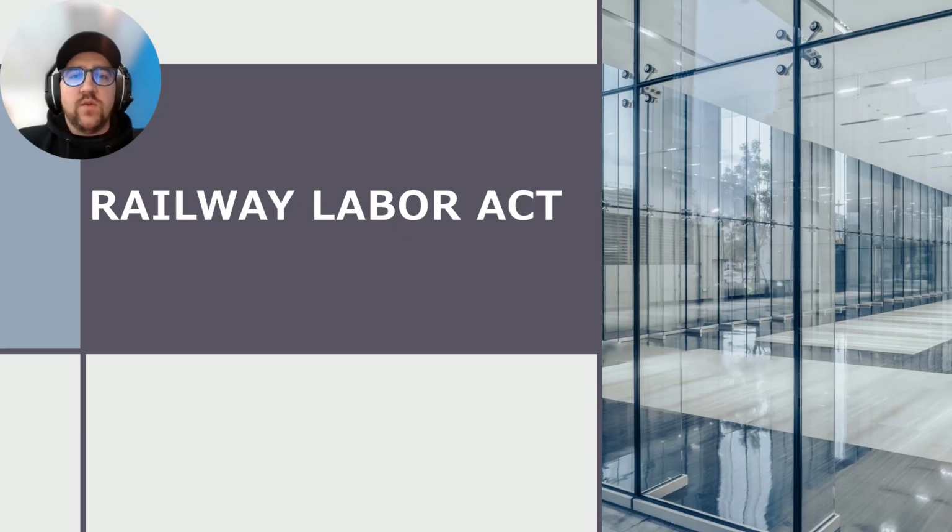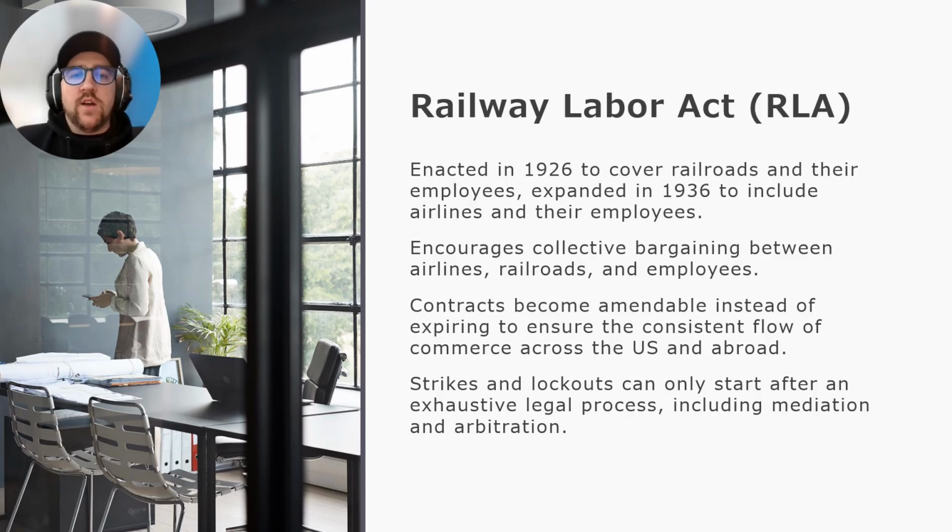All right, let's discuss the Railway Labor Act, or RLA for short. The RLA was enacted in 1926 and later expanded in 1936 for airline employees. The basis of this act is to encourage collective bargaining between the major commerce drivers in the USA, railroads, and airlines. Partly because airlines and railroads move both people and goods, they are deemed vital to the economy of the United States. Contracts governed by the RLA don't expire, instead they become amendable. This is to ensure the consistent flow of commerce. This also means that strikes, lockouts, and work slowdowns are extremely rare and require an exhaustive legal process before they can happen.